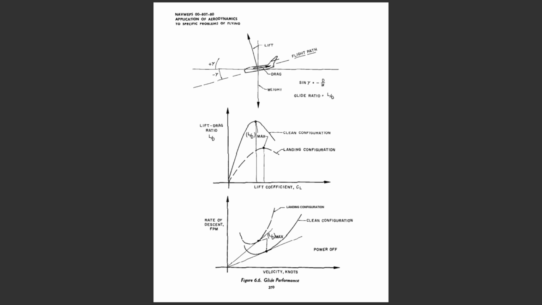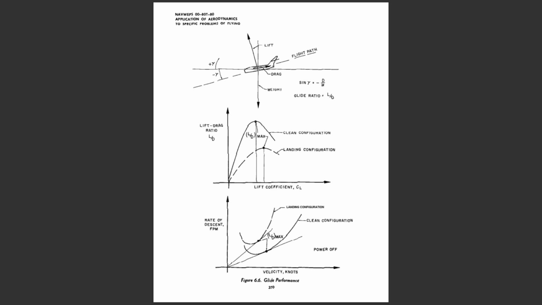The equilibrium of the steady glide is obtained when the summation of forces in the vertical and horizontal directions is equal to 0. In order to obtain maximum glide ratio, the airplane must be operated at the angle of attack and lift coefficient which provide maximum lift-to-drag ratio. The illustration of figure 6.6 depicts a variation of lift-to-drag ratio, L over D, with lift coefficient, CL, for a typical airplane in the clean and landing configurations.